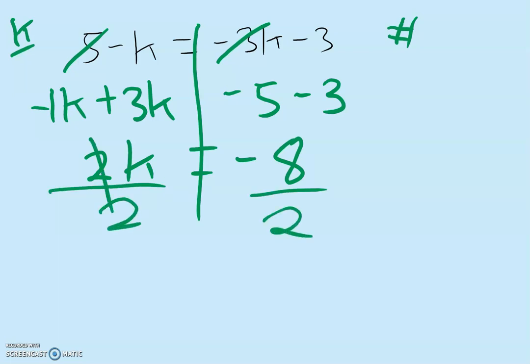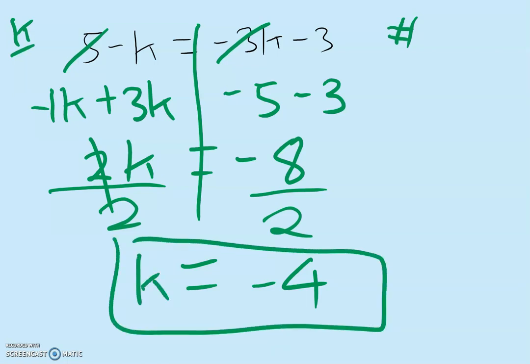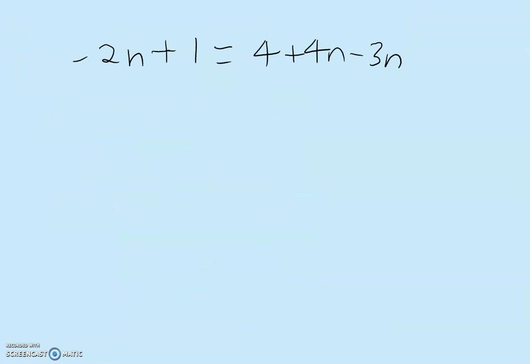So -8 divided by 2 is equal to negative 4. And here, all we do is bring down the k. So k equals negative 4. That is the answer.